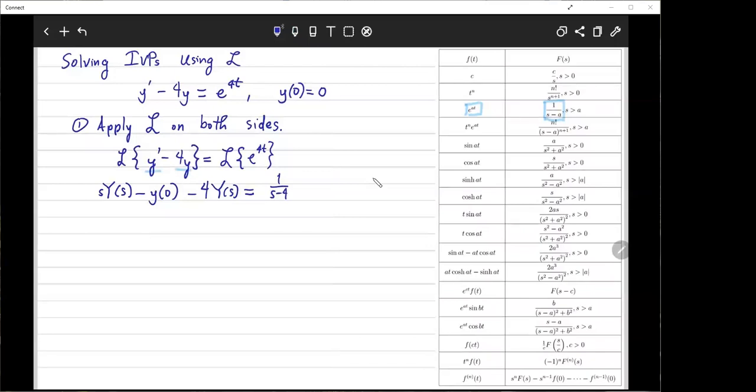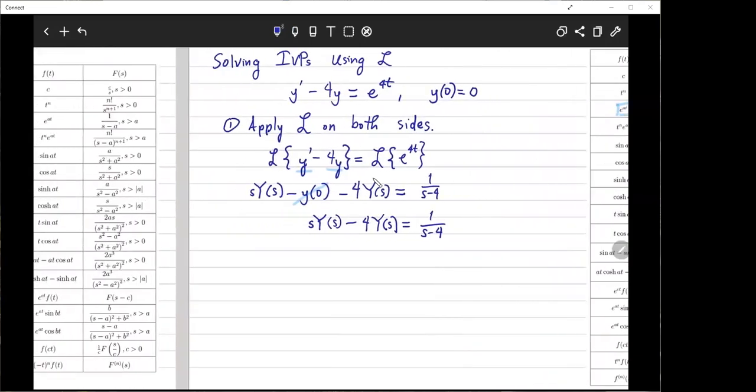And then let's plug in our initial value, y of 0 equals 0. So mangyayari, mawawala itong term na to. So ang matitira ay s Y of s minus 4 Y of s equals 1 over s minus 4. Okay. So that's step 1. Apply the Laplace transform. And then since we have initial values, lalabas yung mga initial values dun sa Laplace transform ng derivative, we need to plug in the initial values.